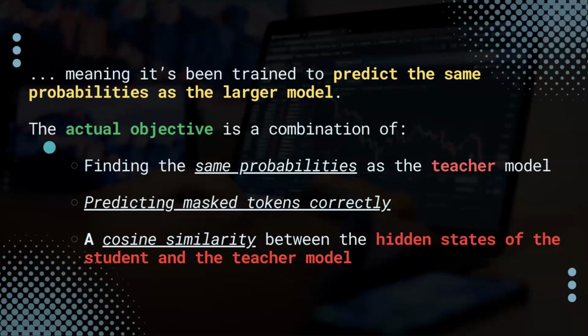So the actual objective is a combination of these losses. As you get more advanced, you'll see these combined loss functions with different contributions from different pieces of the puzzle: finding the same probabilities as the teacher model, predicting masked tokens correctly, and using this cosine similarity between the hidden states of the student and the teacher model. That's an interesting new term there.